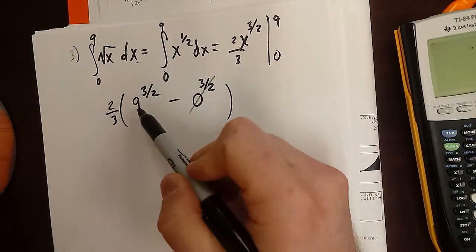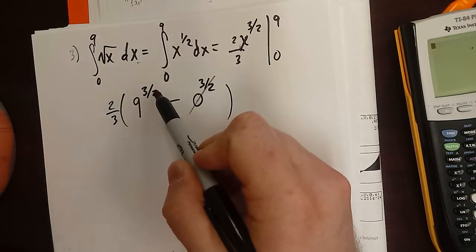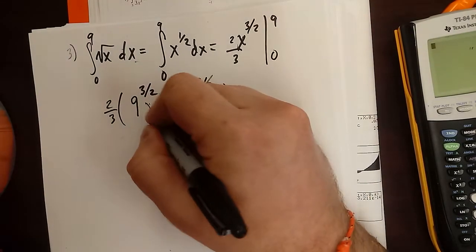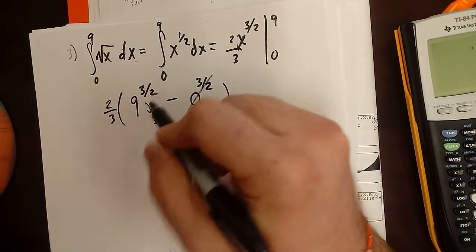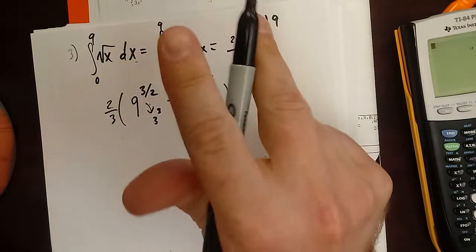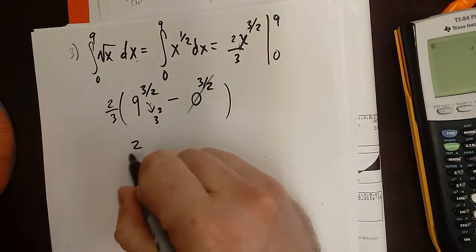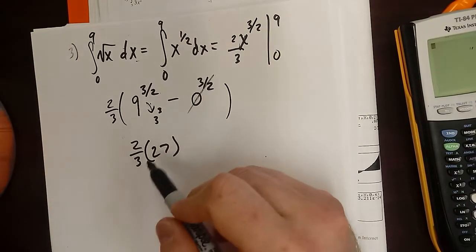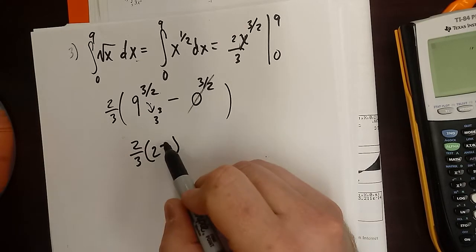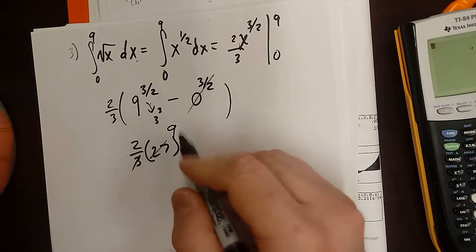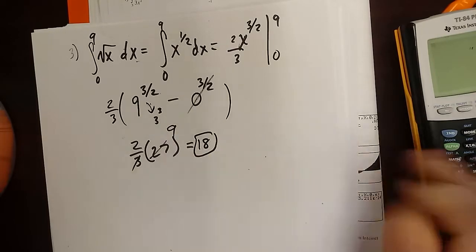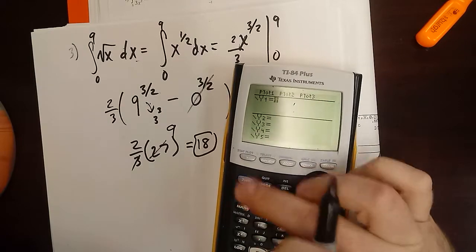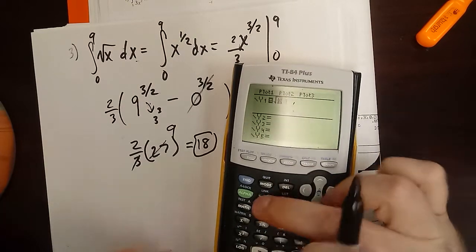Instead, what I'm going to do is take the square root first and then cube it. So the square root of 9 is 3, and then 3 to the 3rd, well, 3 times 3 times 3 is 27. So this is 2/3 times 27, and so that's 2 times 27 divided by 3, or I can divide by 3 first, and this turns into 9. So 2 times 9 is 18.